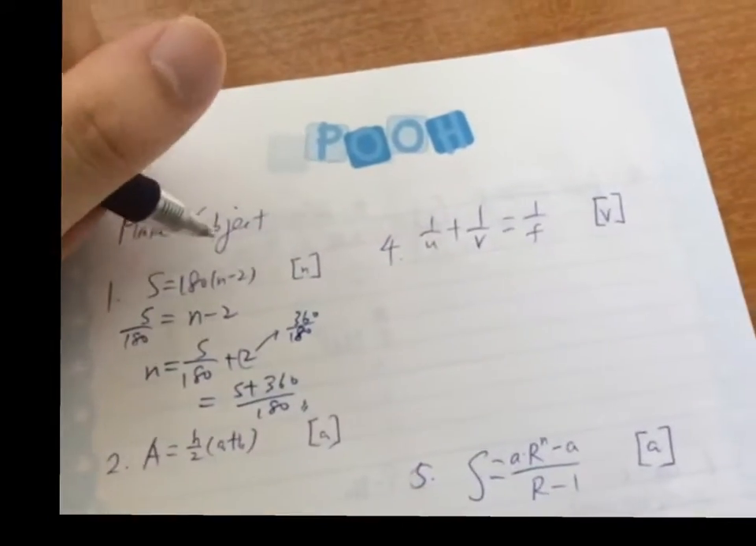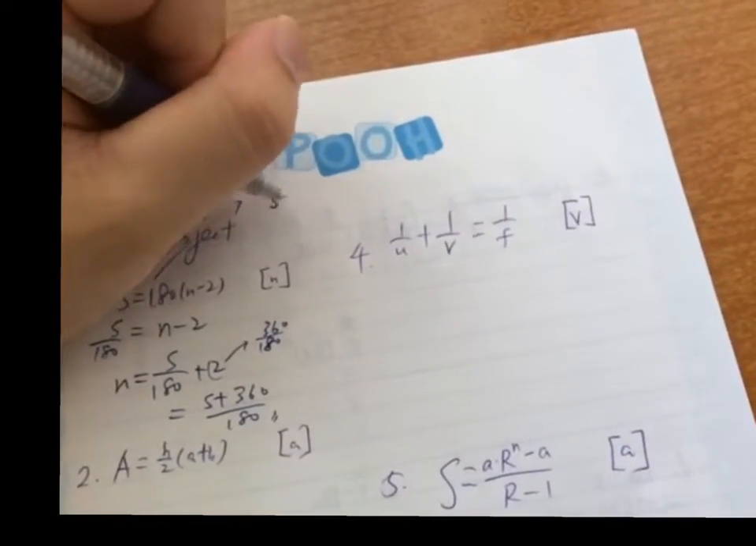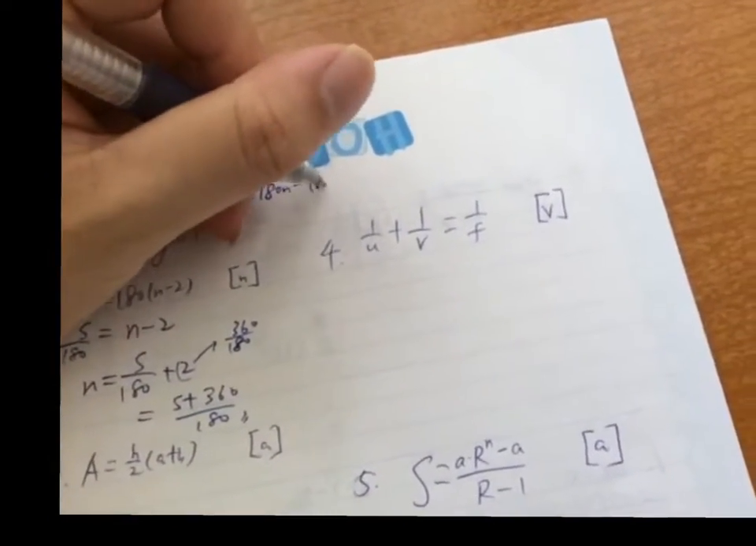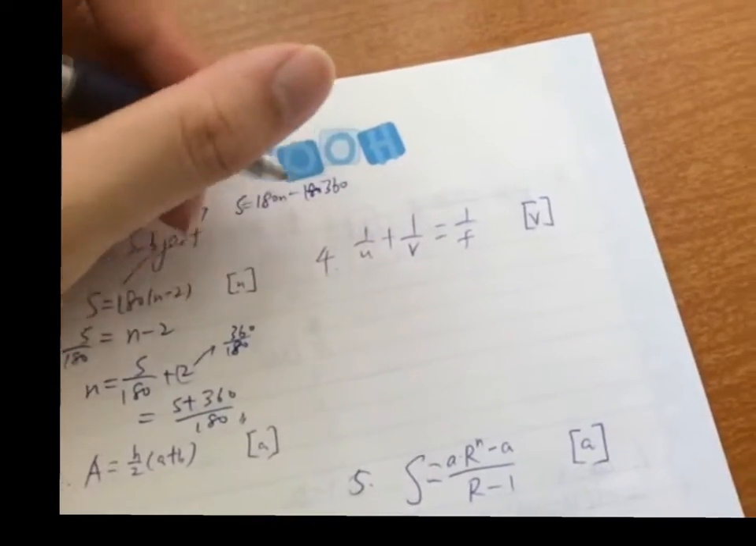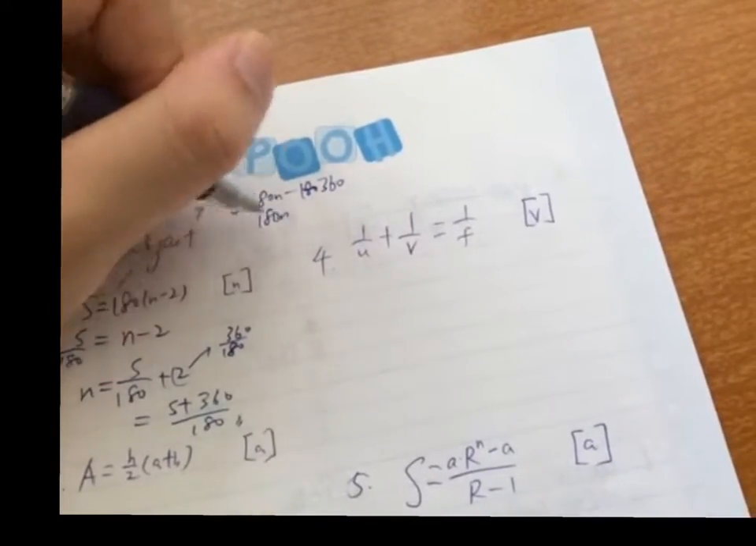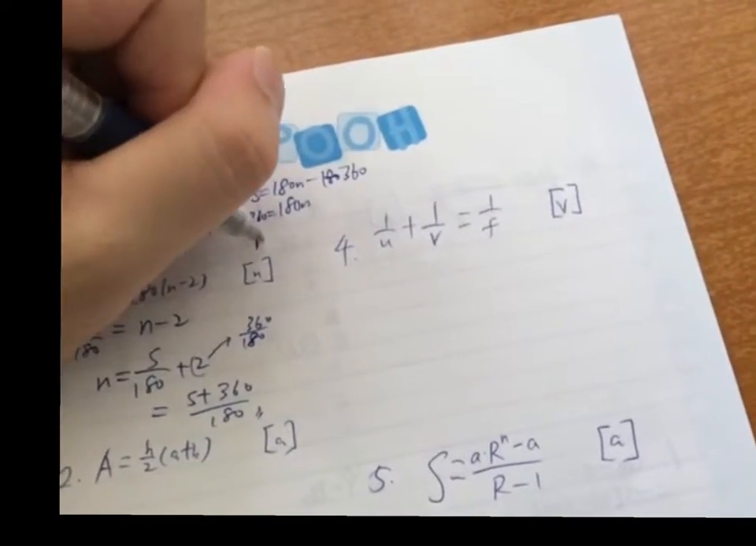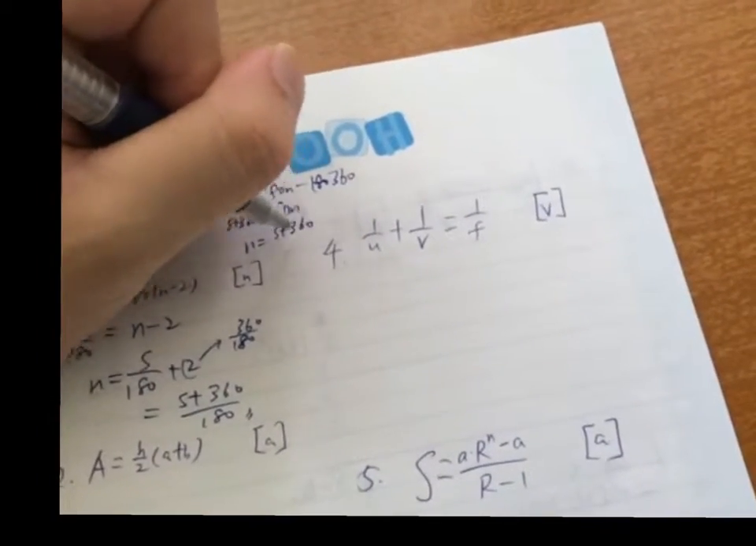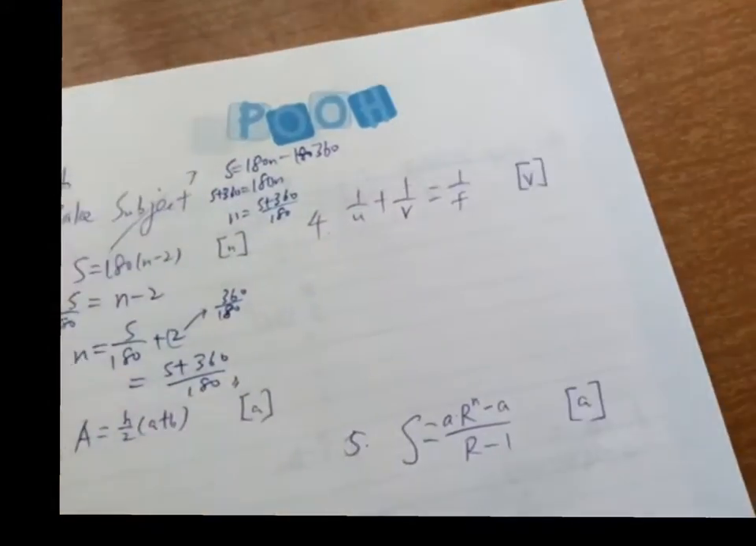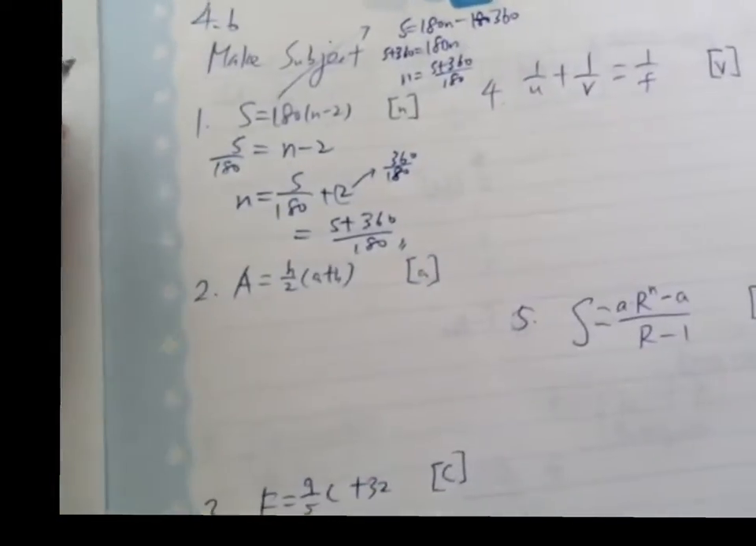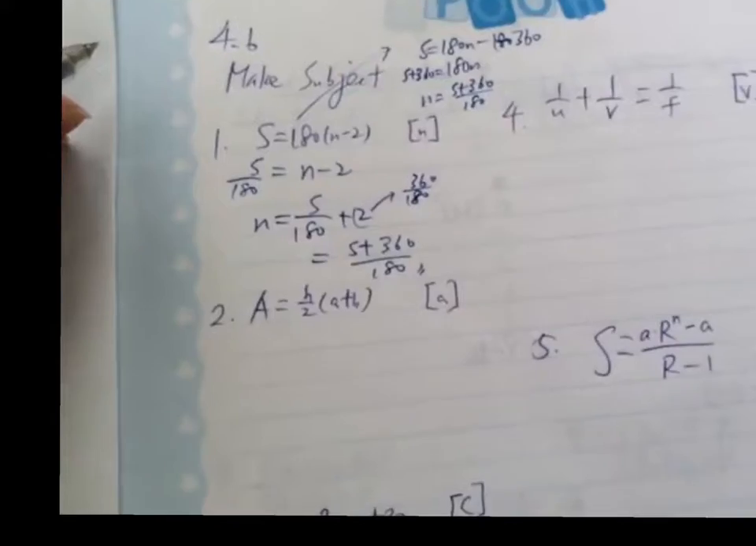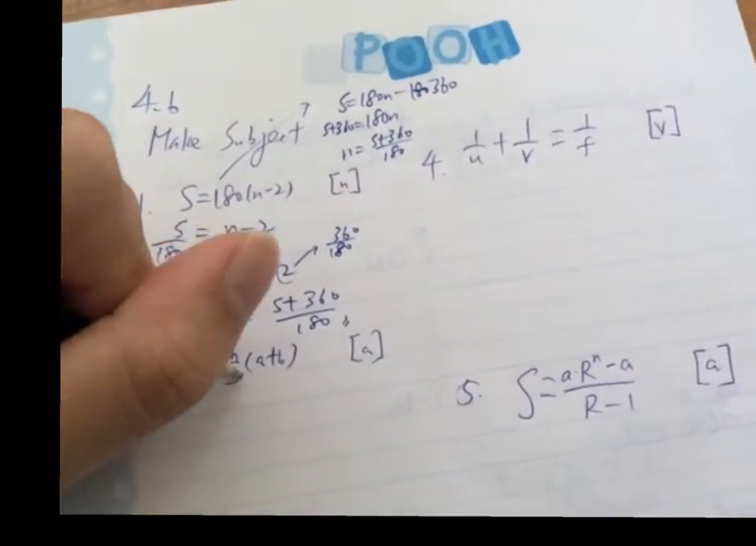Or you may expand out first, remove the bracket, and then move this term to the left hand side, and then move the 180 to become the denominator of the left hand side. This is the second one, a fraction.